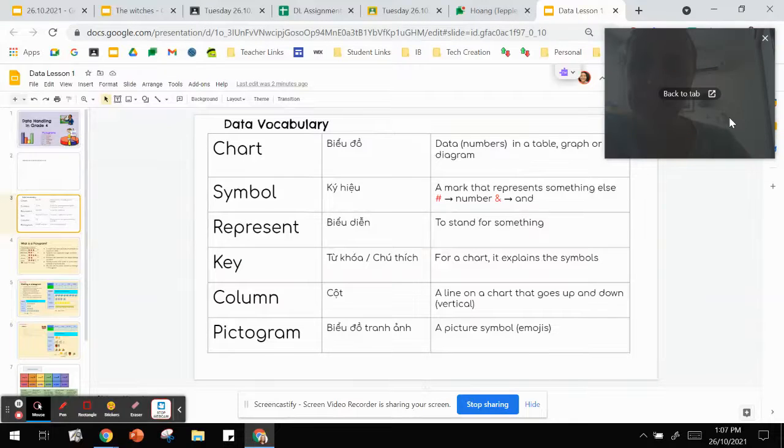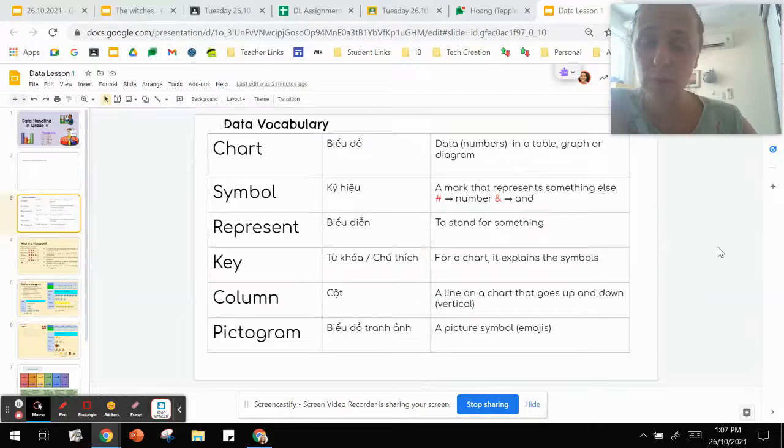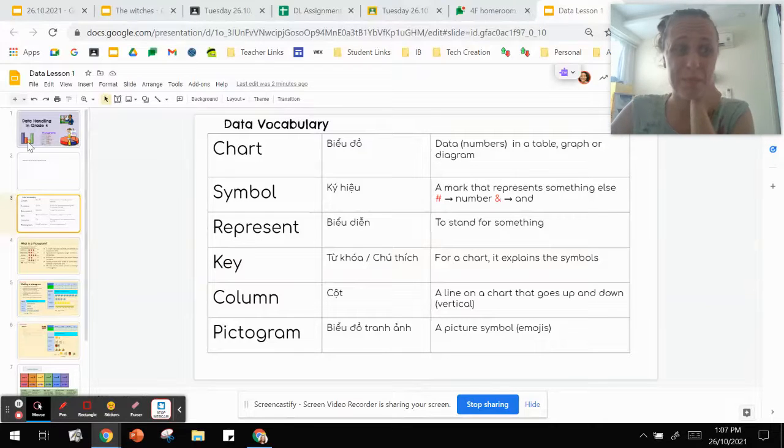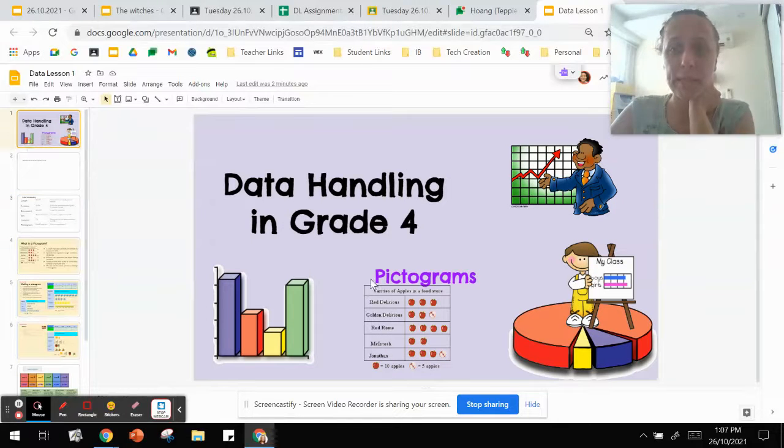Chart. Chart is data or numbers in a table, graph, or diagram. So what does that mean? So it's numbers represented kind of like in a picture. So there's many different kinds. This is a chart. This thing this little boy is holding is a chart. This thing that this man is pointing to is a chart. The thing the little boy is standing on is a chart. They're all different kinds and they all have different names. This is a bar graph. This is a pie chart. And today we're going to be focusing on pictograms.